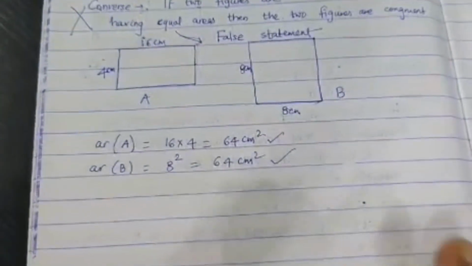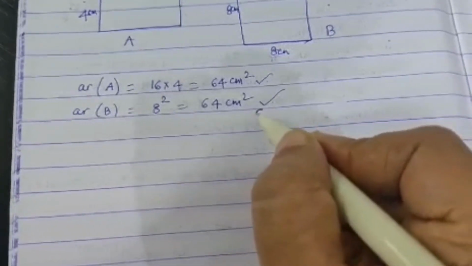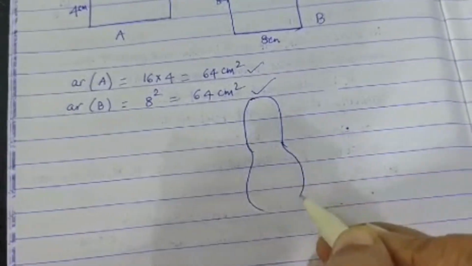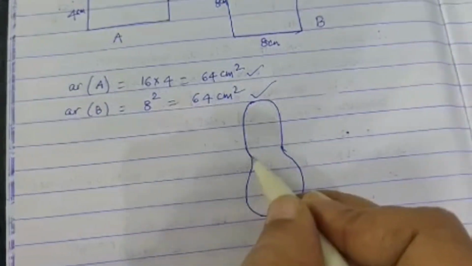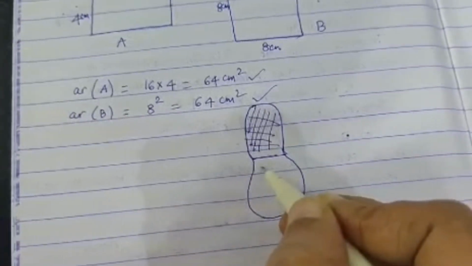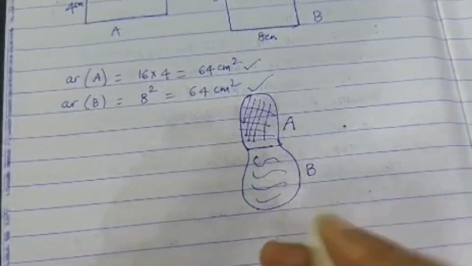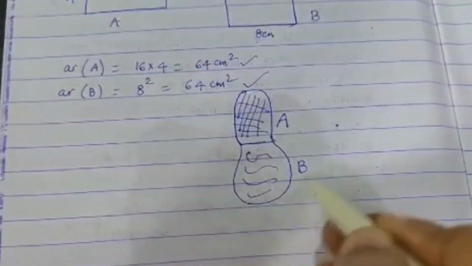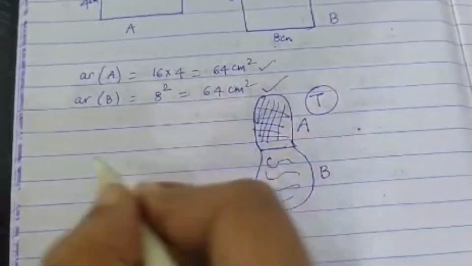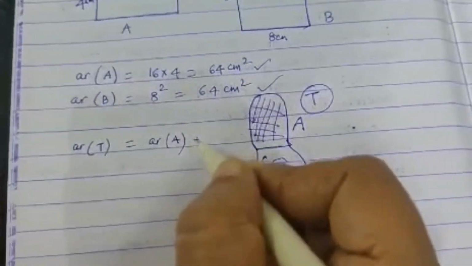Now, if the two figures are not congruent, then let us see through one example. Let us study this figure. This figure is divided into two parts like this. This is one part, and this is another part. Let us suppose this is part A, this is part B. If we have to find the area of this figure, what will we do? Let us suppose this is T. So area of T will be equal to area of A plus area of B.